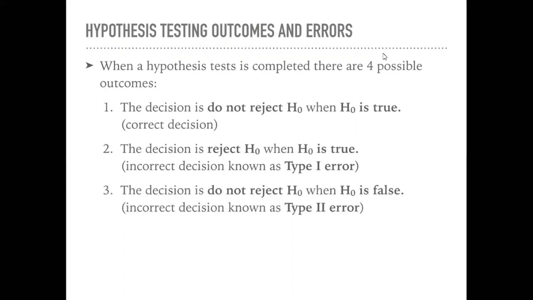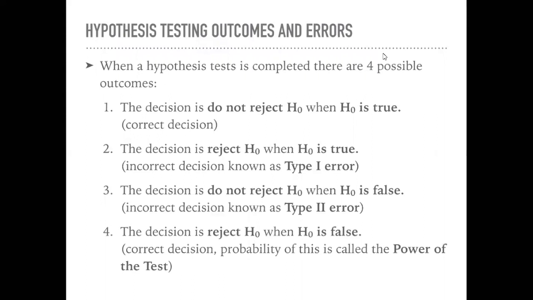Our third possible outcome, we could decide to not reject the null hypothesis when the null hypothesis was false. Now, this would be an incorrect decision to make, because if the null hypothesis was false, we would want to reject it. But we don't know the true state of the null hypothesis, whether it's true or false. And based on our data, we decided to not reject the null hypothesis. So this leads to an incorrect decision, which is known as a type 2 error.